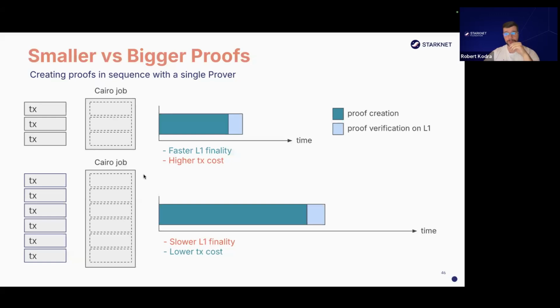So basically, we have a bigger Cairo job, like bigger transactions, but we have less frequent proofs. So the trade-off is that because we have less frequent proofs, we have a slower layer one finality. But the other benefit of this is that we have lower transaction costs, mainly because the cost is spread out between all of these transactions. But it still requires quite a lot of time to generate these proofs.